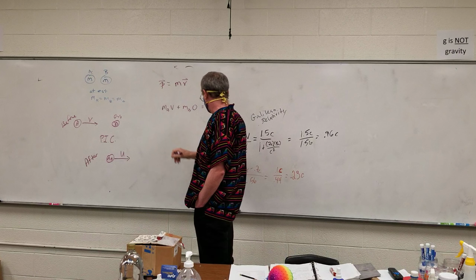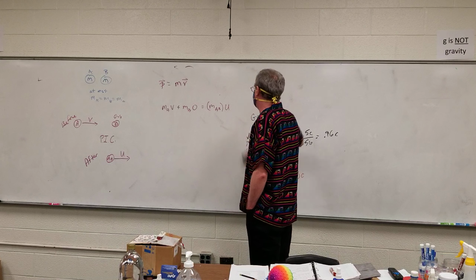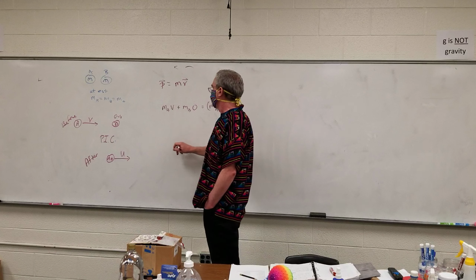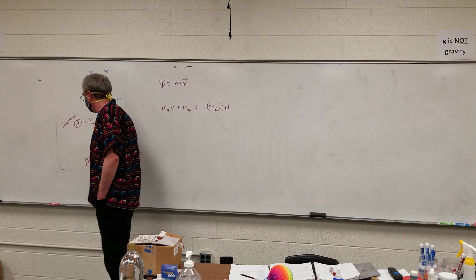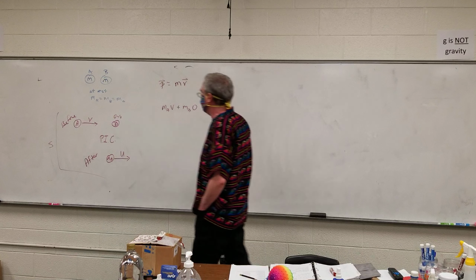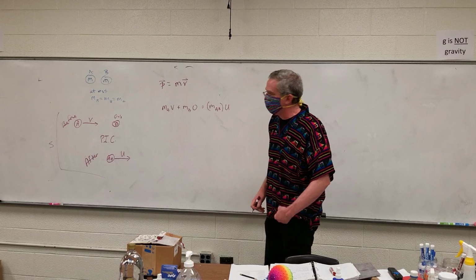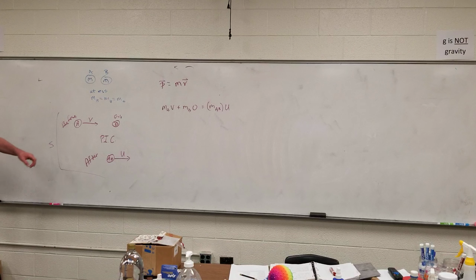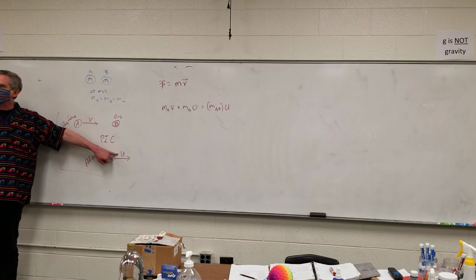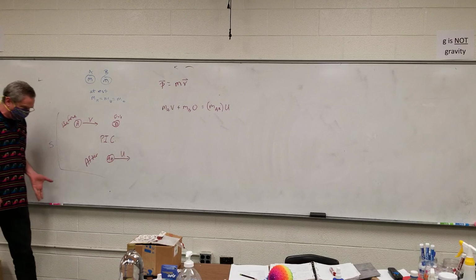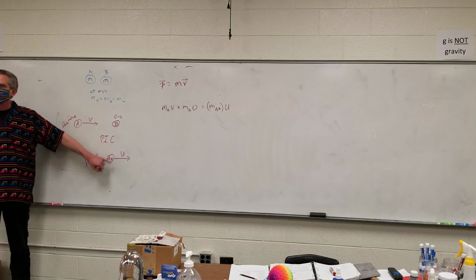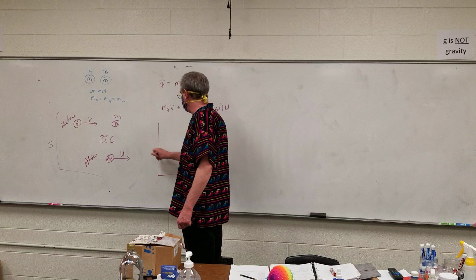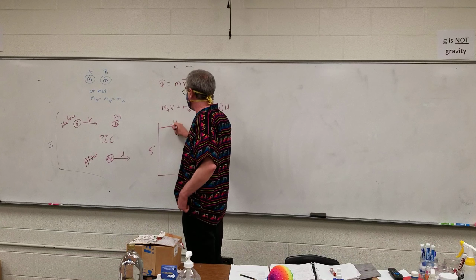Now let's take a look at it from a different point of view. I'm going to call this my S frame, and then an S prime frame, so basically I want to get into the zero momentum frame. After the collision, they're going to be traveling at this speed right here, and if I want my zero momentum frame, I basically have to move along at that speed. So my S prime frame is moving along at some speed U.